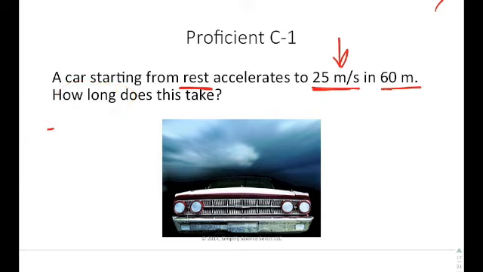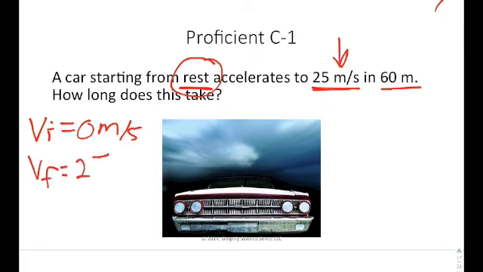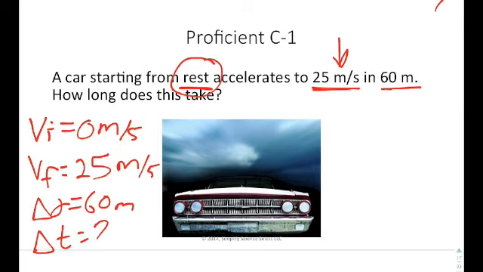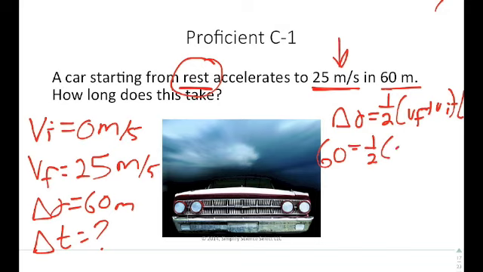What you have to realize is that you actually have 2 velocities here. This first term, the rest, indicates your initial velocity, what you're starting with. 25 meters per second represents your final velocity. And then you have a displacement of 60 meters, and you are trying to solve for the time. You're going to have to use the form of the equation delta D equals 1 half (VF plus VI) T. When you plug the numbers in, 60 equals 1 half of (25 plus 0) times T.